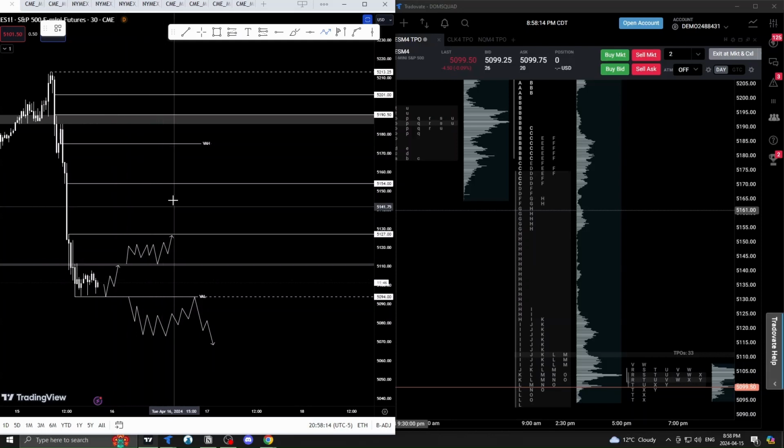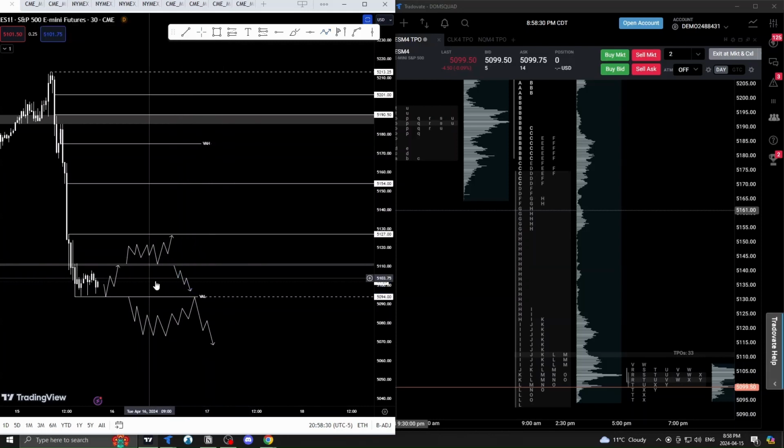Likely the overnight session will do a little play around here, might expand a bit, but very unlikely that it just stays in this range the whole night. But in case it does, this is what I'd like to see happen at this level once you reach it. This would be the next target, the value area low, and also this poor low.